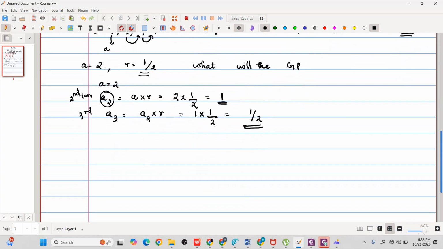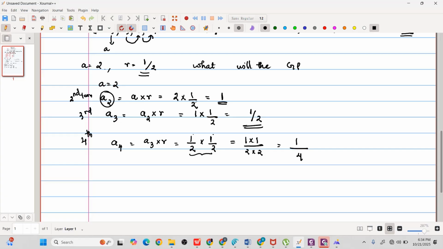Now we will find the fourth one and write what the GP will be. The fourth one is A4. A4 is obtained by the third term multiplied with the common ratio. The third term is 1 by 2, multiplied with the common ratio, again 1 by 2. How can we multiply this? The numerators should be multiplied together, 1 into 1, divided by the denominators as well, that is 2 into 2. So it will be 1 into 1, which is 1, divided by 4, which is the fourth term.